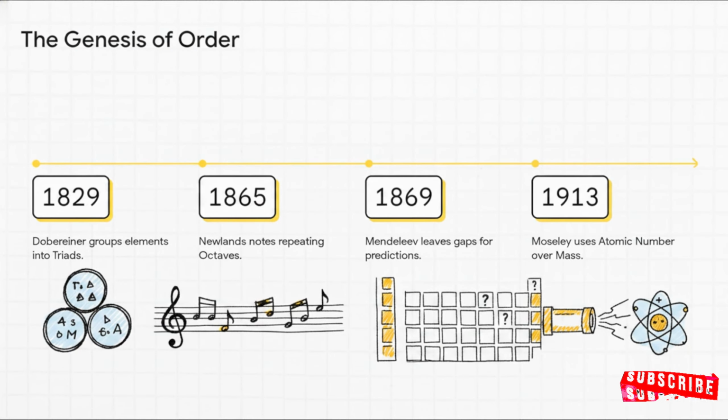To really get why this blueprint is so brilliant, we kind of have to appreciate the sheer chaos chemists were dealing with back in the day. Order did not happen overnight. In 1829, Dobereiner tried grouping elements into triads based on weight. By 1865, Newlands noticed repeating patterns, octaves, basically like a musical scale. Then in 1869, Mendeleev revolutionized the whole game. He organized by atomic weight, but had the foresight to leave strategic gaps. Finally, in 1913, Moseley came along and proved with X-ray spectra that atomic number, not mass, is the true fundamental property.